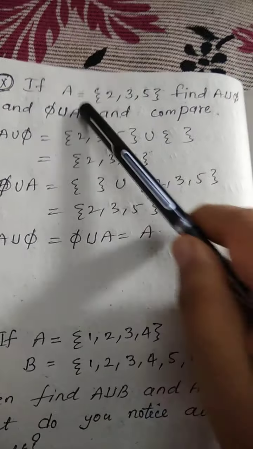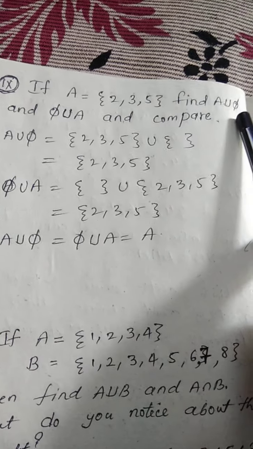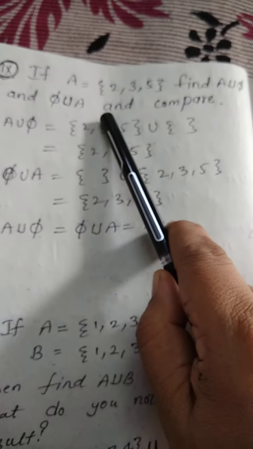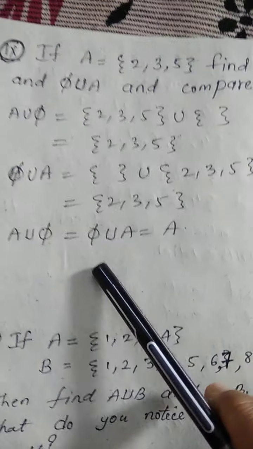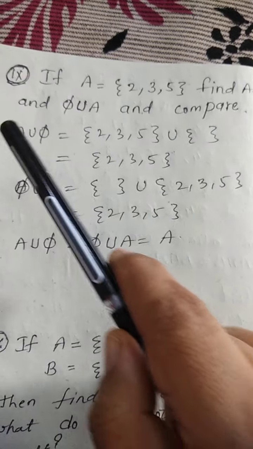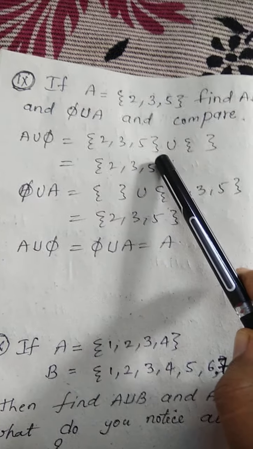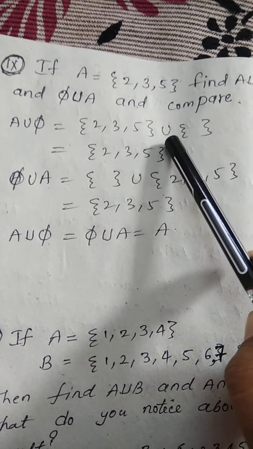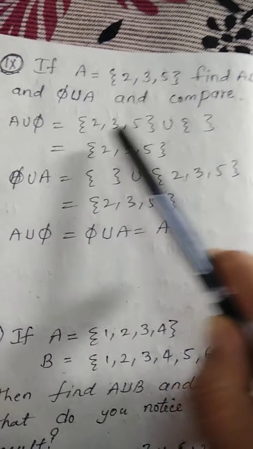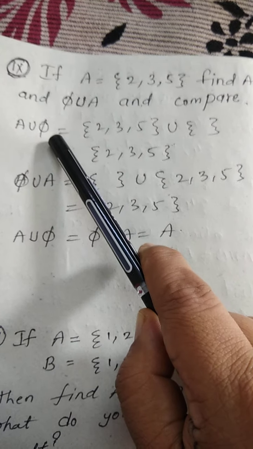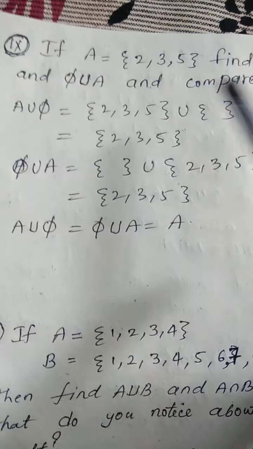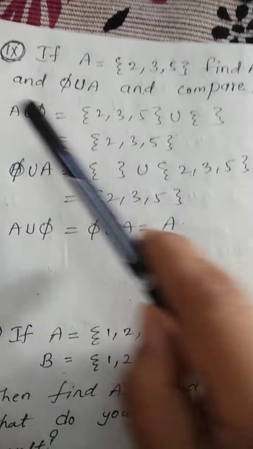Come to the next question. If A is 2, 3, 5, find A union 5 and 5 union A and compare. Okay, A union 5. A means 2, 3, 5, set A. Union means combining the elements. 5 means empty set. What is the meaning of 5? Empty set is denoted by this letter 5.